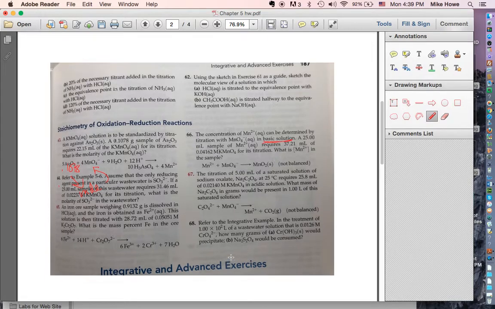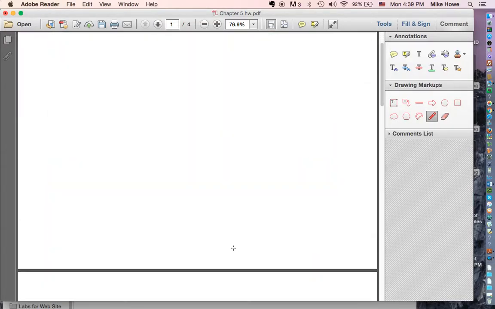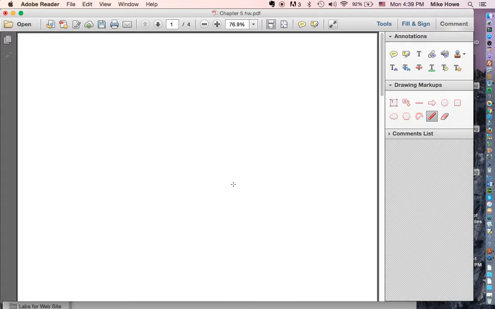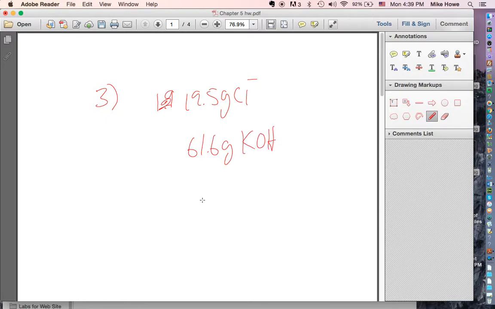And by the way, I'm going to go ahead and give you the answers. These are the answers that I got for the problem on the back side of the sheet that I gave you in class today. So number 3, the first one, I got 19.5 grams of Cl minus. For the second one, I got 61.6 grams of potassium hydroxide. For the third one, I got 64.4 grams of potassium ion. And for the fourth one, I got 80 grams of precipitate.